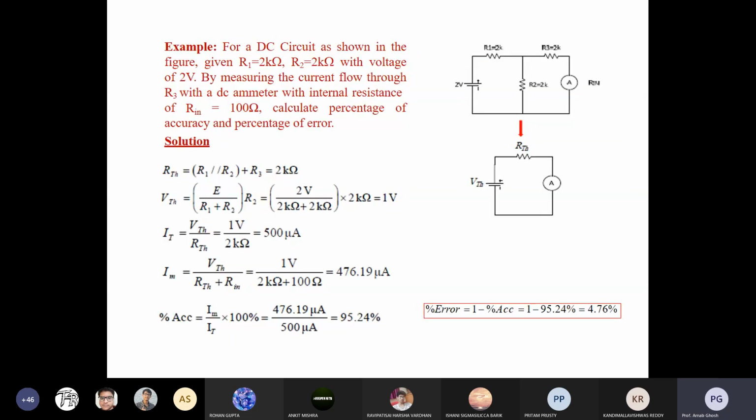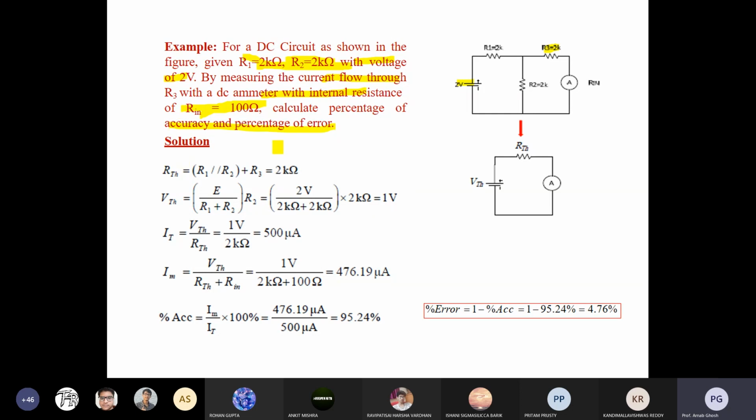For the DC circuit shown in the figure, R1 is given as 2 kilo ohm, R2 is also given as 2 kilo ohm, with a voltage of 2 volts. You have to find the current flowing through R3. The internal resistance is 100 ohm. Calculate the percentage of accuracy and percentage of error. That you need to calculate.